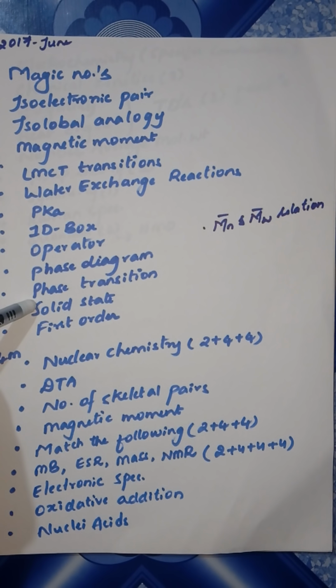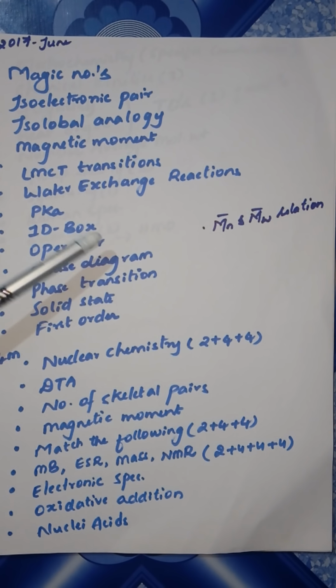Phase transition is a little different, and I have solved this 2 marks question, which I'll be uploading in the next video, right? So go through the water exchange reactions one, because this was asked even last year, if I'm not wrong, 2018 June, right? So do this question, and the Mn bar and Mw relation is asked. These were a few basic 2 marks questions which are repeated and appeared in the previous papers, other than magic numbers and water exchange reactions, right?